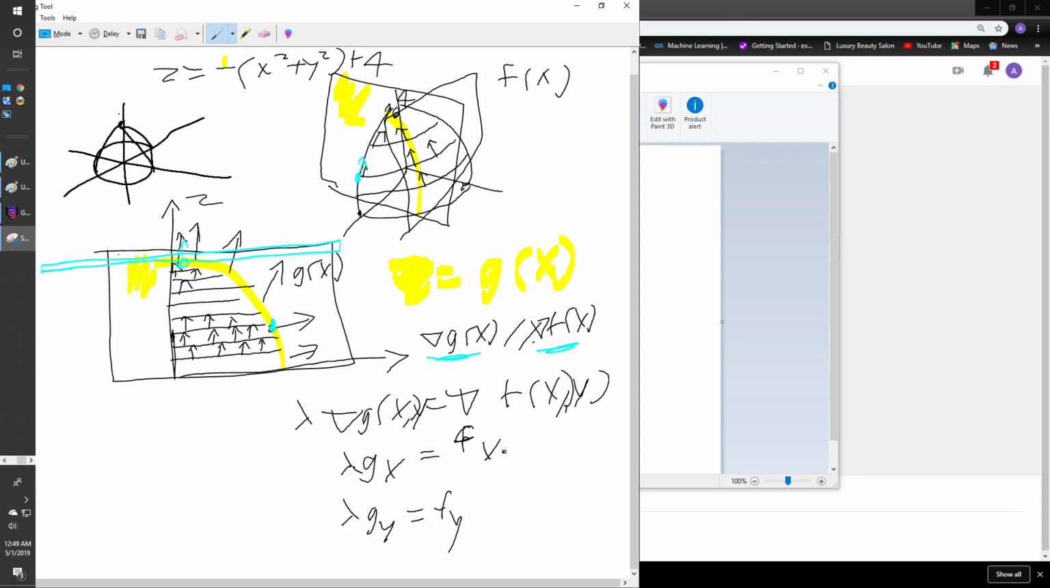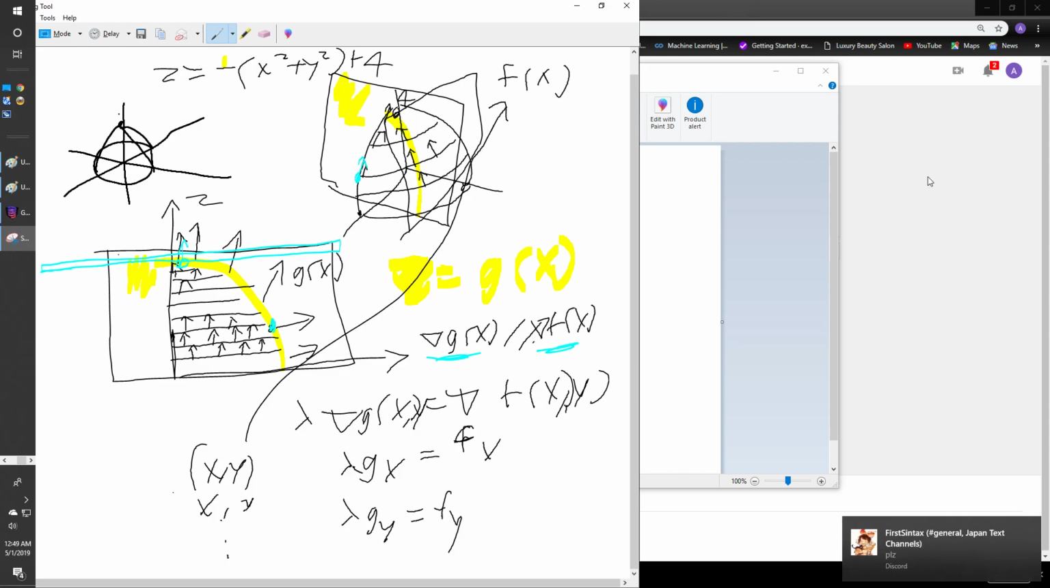Once you solve the system, you'll get some values of x, y. I don't know how many you'll get, it depends on the problem. Then you plug them into the original equation f of x. And that's how you solve it.